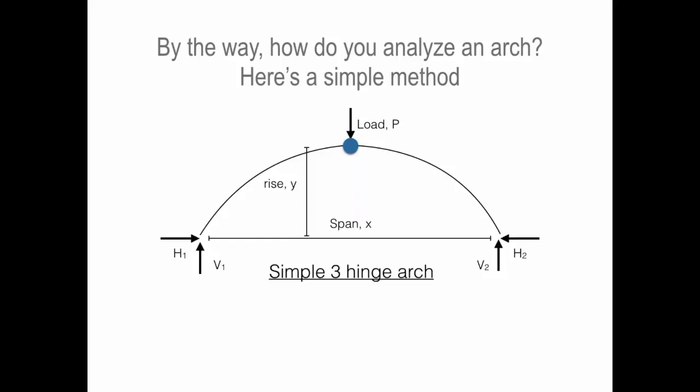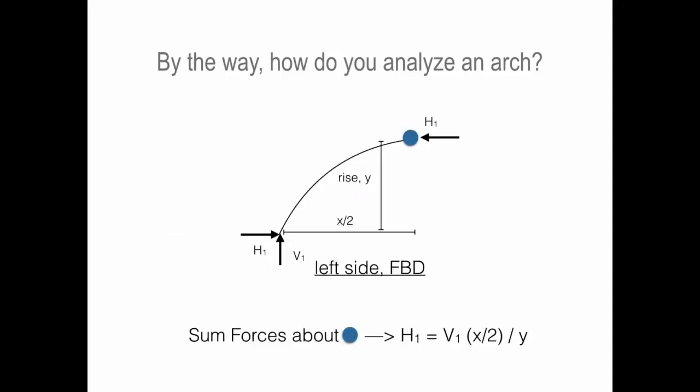Stick with me for a second. Apologize for going a little engineering on you guys. So if I just took a free body diagram, just looked at one side of it, in fact, if the rise, the height of the arch, was half the length, right, I kind of have a 1-to-1 ratio.